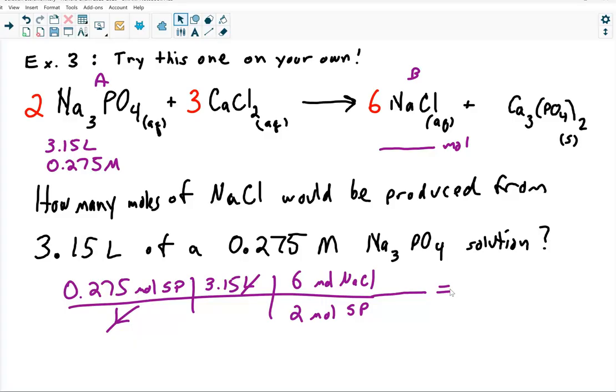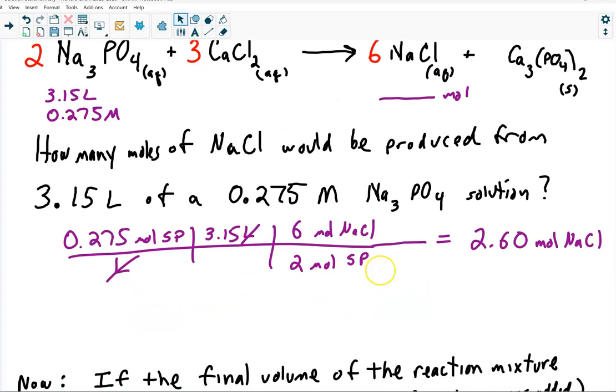What did you guys get for a numerical answer? 2.60. That's right. To 3 sig figs, that would be 2.60 moles of NaCl. Good. Because this is a solution, what if we wanted to know the concentration of NaCl in that last solution? You have this many moles dissolved in whatever volume, right? So the question might be, what is the resulting concentration of NaCl? For that, you need to know the volume. Yeah, right, thank you, Ryan.